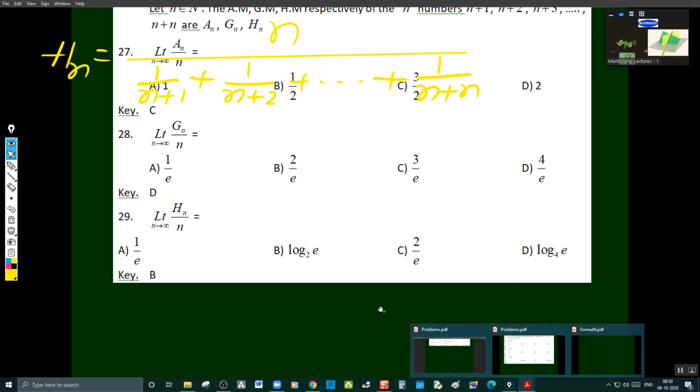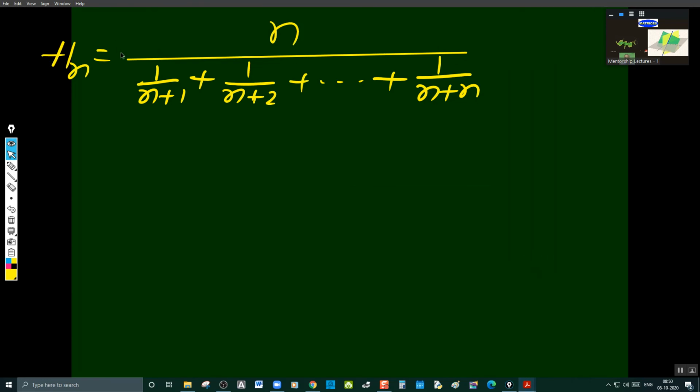हमको इधर भी Hn by n चाहिए. एक बार सब लोग देख लो. See this one, please. What is HM of a and b? What is HM of a and b? 2 upon 1 by a plus 1 by b.